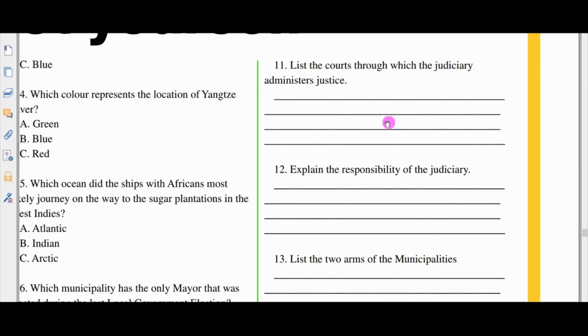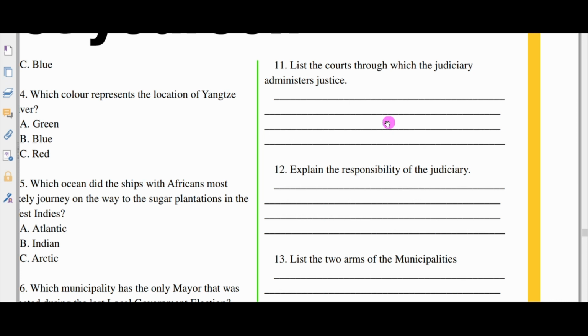Number 11, it says list the courts to which the judiciary administers justice. Now there are several levels. Some of them include the Petty Sessions Court. You would have the resident magistrates courts or the parish courts. You would have the Supreme Court. You would have the Court of Appeal, right? And in our Jamaican setting, you can also appeal to the Caribbean Court of Justice and the UK Privy Council. But by and large, the last two are for special circumstances.